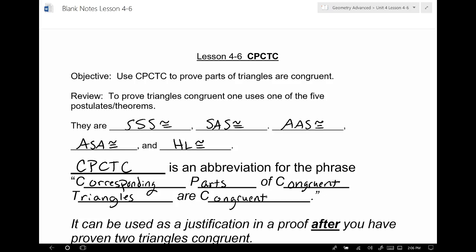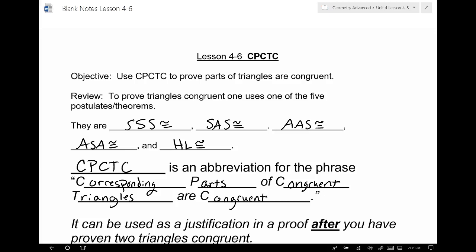It should go together here. Oh, wait. These guys got lonely. All right, here we go. Let's see if you can do it. Watch the finger this time. You guys ready? Guys, what does CPCT stand for? Corresponding... The finger's still there, people. Parts... triangles are congruent. That's actually not too bad.